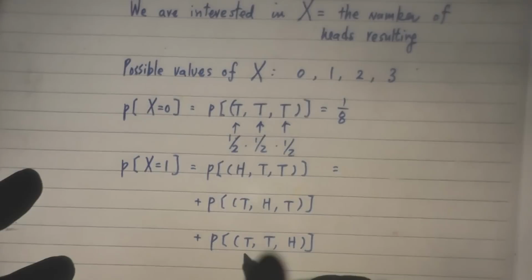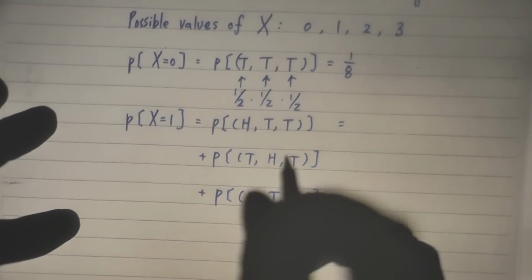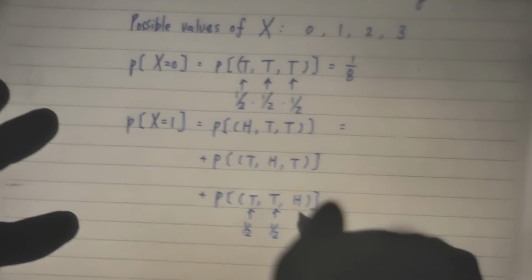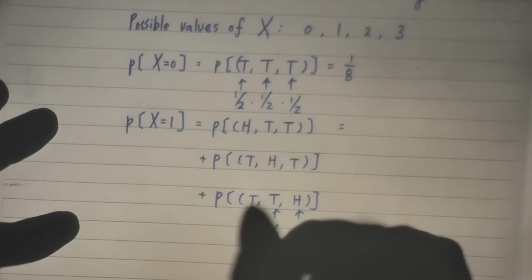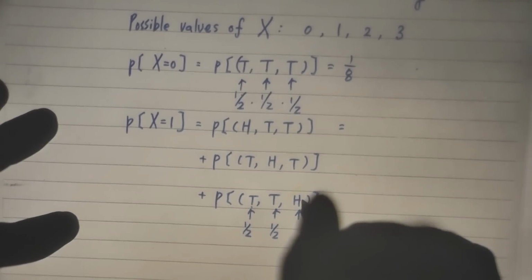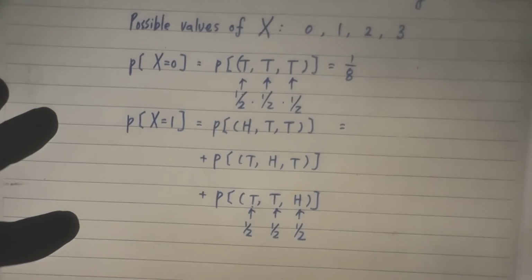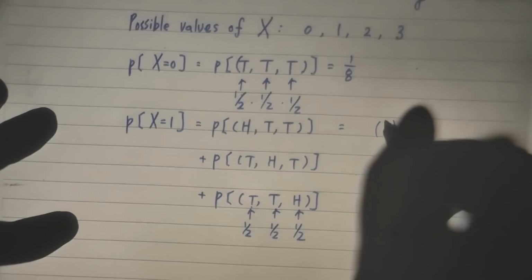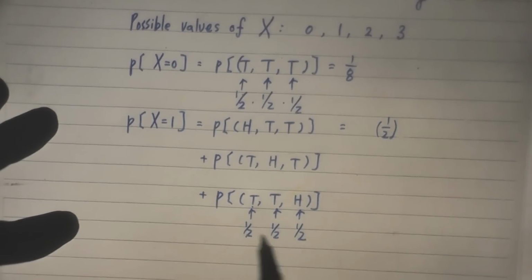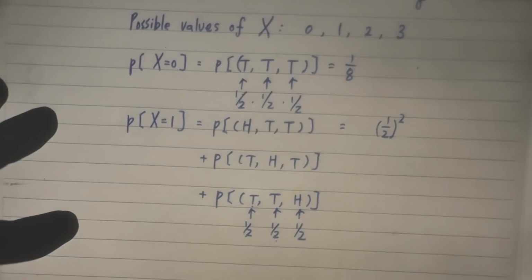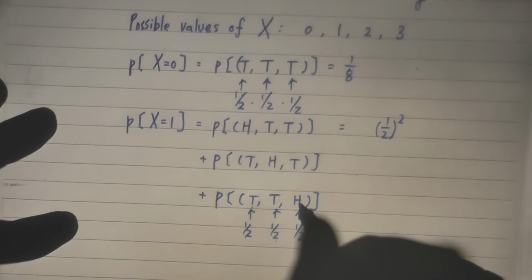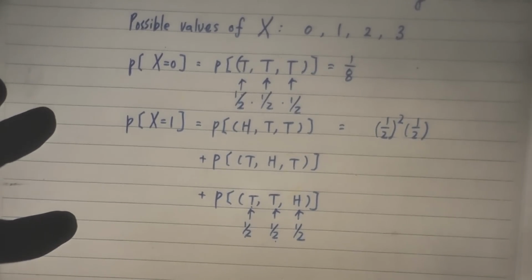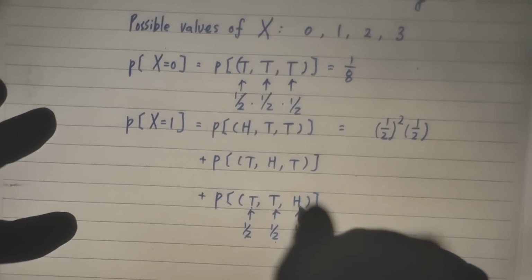Now, if I apply the same argument again, to get a head is 50%. To get the second head is still 50%. Getting the first tail is 50%, second tail is 50%. The third one is the head, still 50%. So, look here. To get a tail, the chance is 50%, and it happens 2 times. By the multiplication rule, it is 1/2 to the power 2. And 1 head. The chance of getting heads is 1/2.